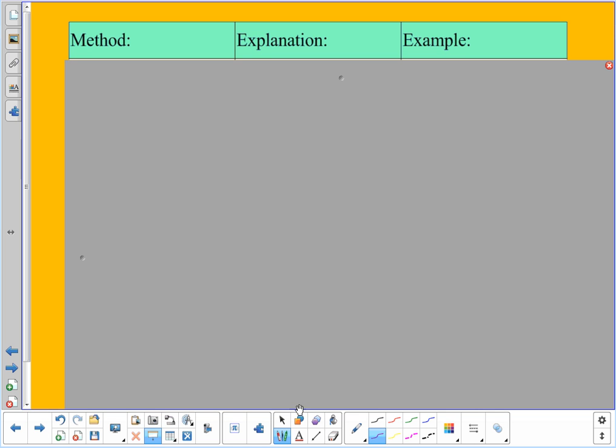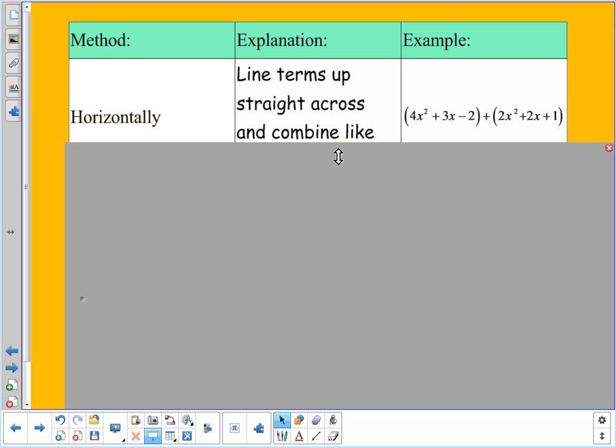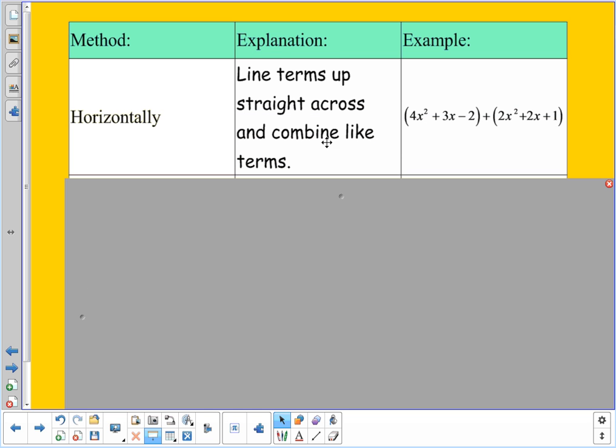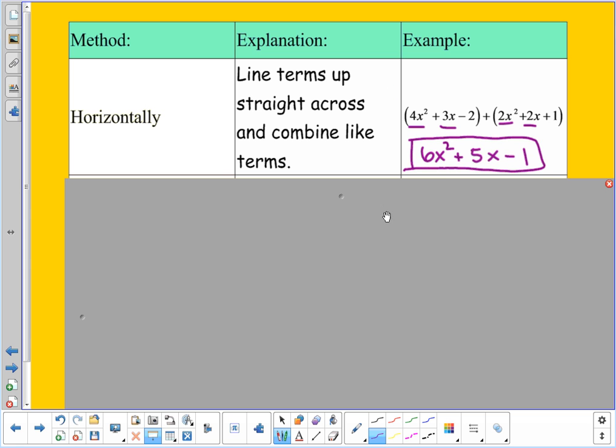Now, we have two ways of adding polynomials. When we have polynomials that we're adding together, it's kind of like having one group of terms plus another group of terms. So we can add this horizontally. What we would do if we add it horizontally is we would just line up the terms straight across and combine like terms, kind of like what we just did. So when I combine like terms here, I have 4x squared and 2x squared gives me 6x squared. 3x and 2x gives me 5x. And then negative 2 and 1 gives me negative 1. So that would be my solution here, or my simplified form of the expression.